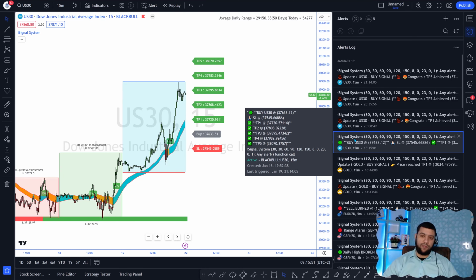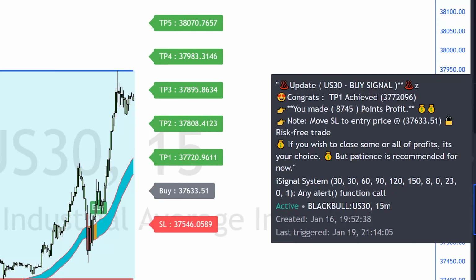Then most of the systems are just to get something like this. It's a buy, stop loss here, take profit there. But this system is different. Okay, what's going to happen is once you reach take profit 1, you're going to get another message. It says update US30 buy signal. So we're going to update the signal now. Congrats. Take profit 1 achieved at price 37,720.